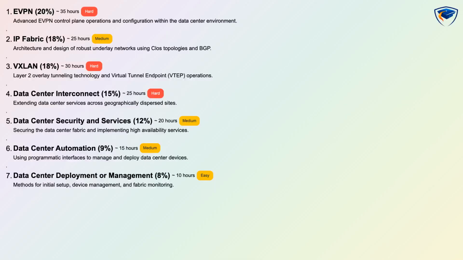This exam covers 7 domains with exact weightings: EVPN 20%, QFabric 18%, VXLAN 18%, Data Center Interconnect 15%, Data Center Security and Services 12%, Data Center Automation 9%, and Data Center Deployment or Management 8%. The exam mixes scenario-based, hands-on, and conceptual assessments and rewards both configuration skill and design understanding.